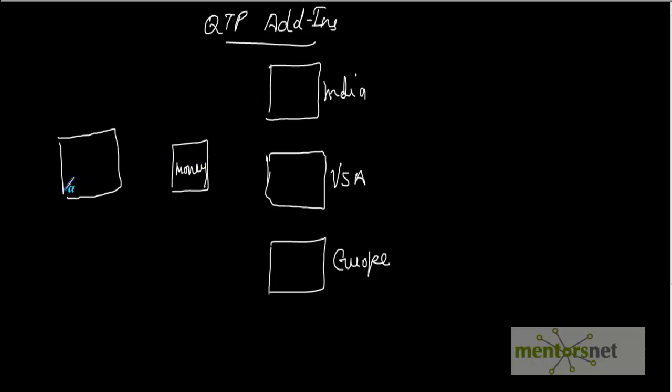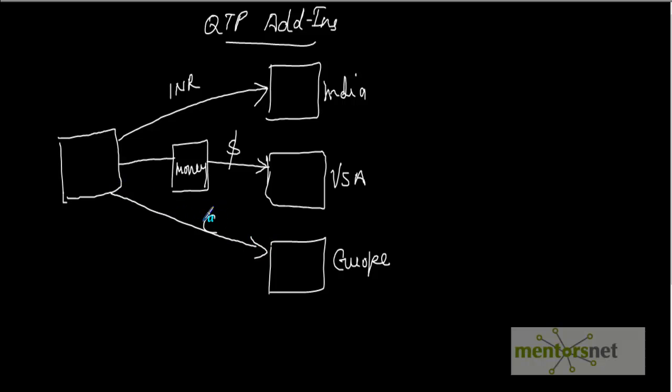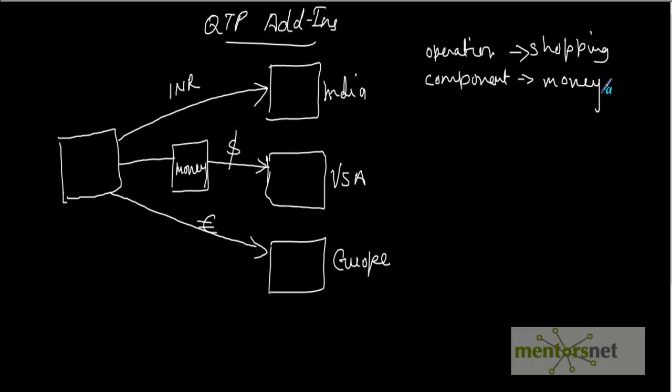If this person wants to do shopping in India, obviously he needs money, but in a different currency. He needs INR for shopping in India. Similarly, if he wants to shop in the USA, he needs dollars, and in Europe he needs euro. So the common thing is shopping, and the major important component required for shopping is money, but in three different currencies. You can easily relate this to add-ins. In this example, the operation is shopping, and the component common to all three countries is money.